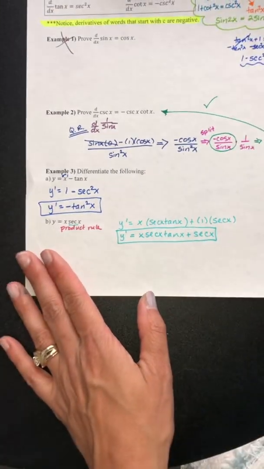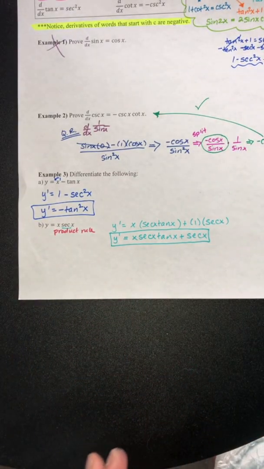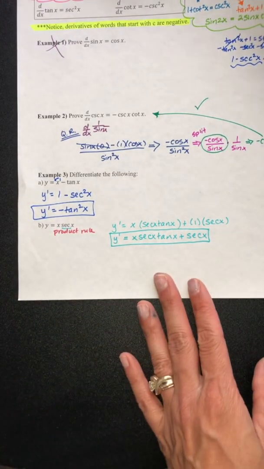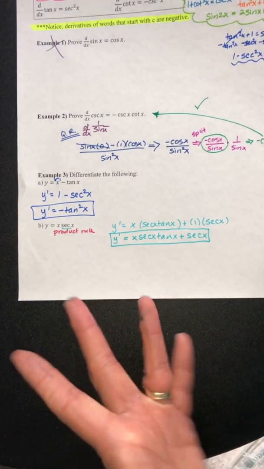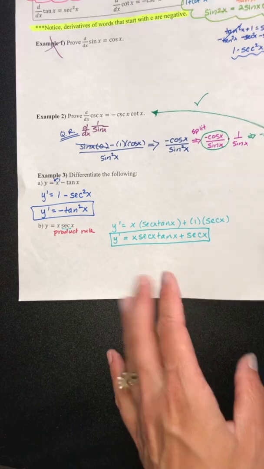I like these. They're actually not that bad. They look kind of scary just because they're trig functions, but they're really not that bad. You just got to know your trig functions, your identities. And as long as you know that or use your index cards to refer back to, you're going to be fine.